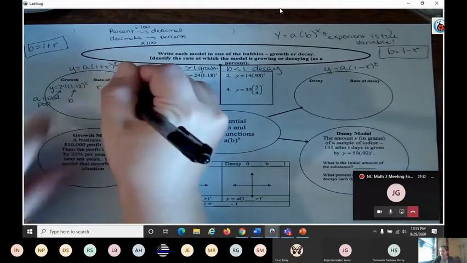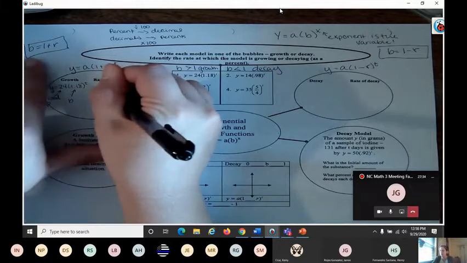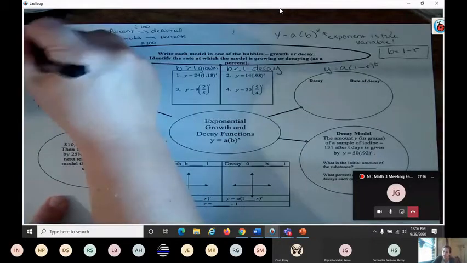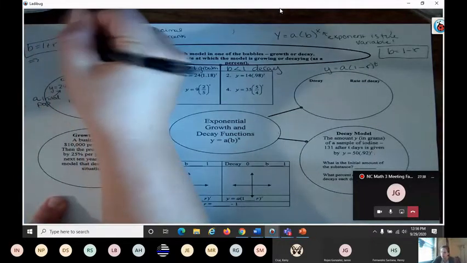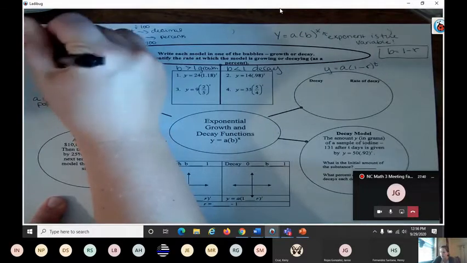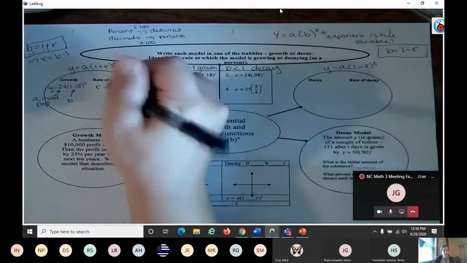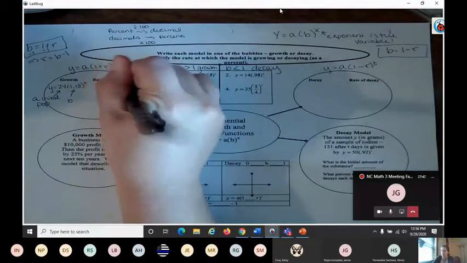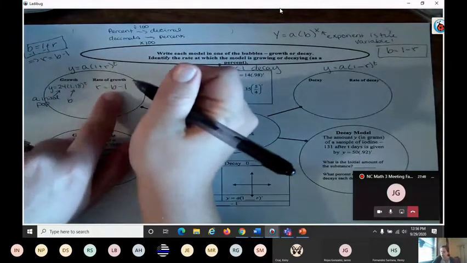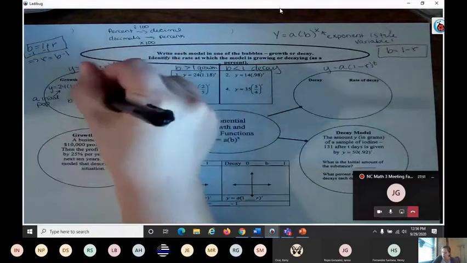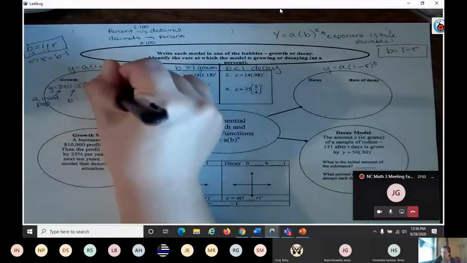I'm going to replace, so I could rewrite this equation. I can subtract 1 from each side. And I get that R is equal to B minus 1. So I'm going to replace this B with the 1.18 here. So R equals 1.18 minus 1.